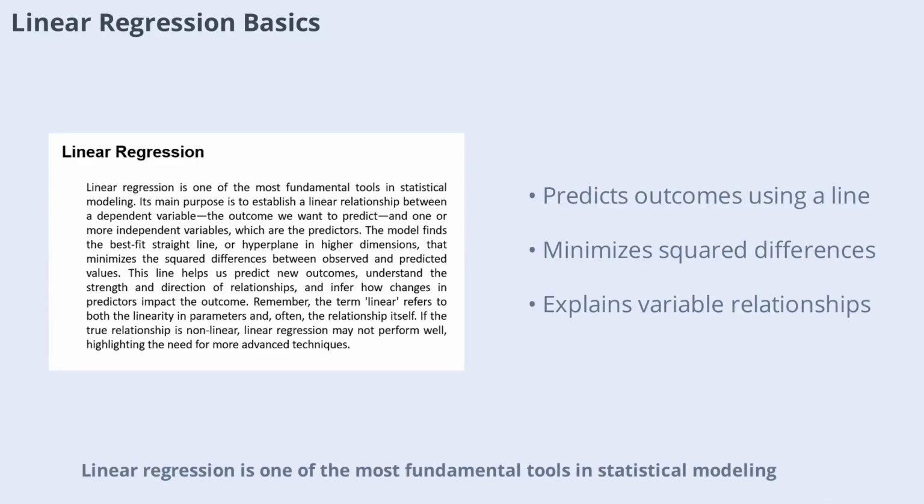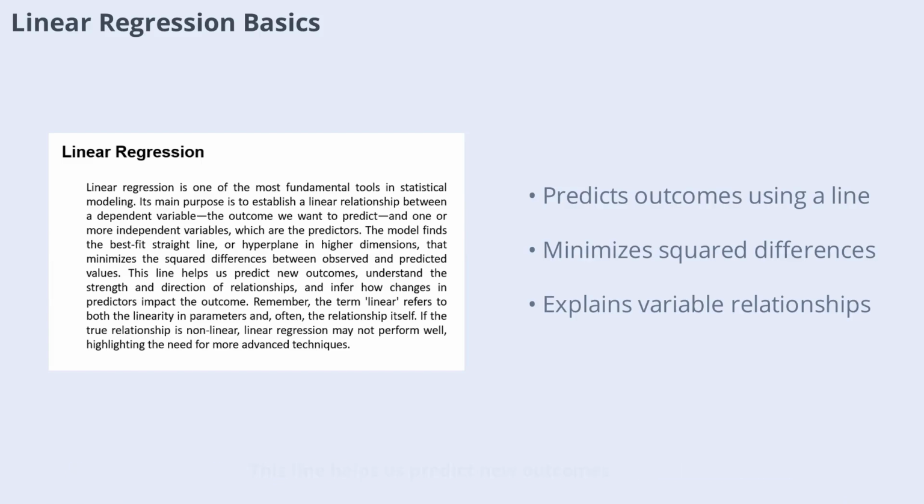Linear regression is one of the most fundamental tools in statistical modeling. Its main purpose is to establish a linear relationship between a dependent variable, the outcome we want to predict, and one or more independent variables, which are the predictors. The model finds the best fit straight line, or hyperplane in higher dimensions, that minimizes the squared differences between observed and predicted values. This line helps us predict new outcomes, understand the strength and direction of relationships, and infer how changes in predictors impact the outcome. Remember, the term linear refers to both the linearity in parameters and often the relationship itself. If the true relationship is nonlinear, linear regression may not perform well, highlighting the need for more advanced techniques.